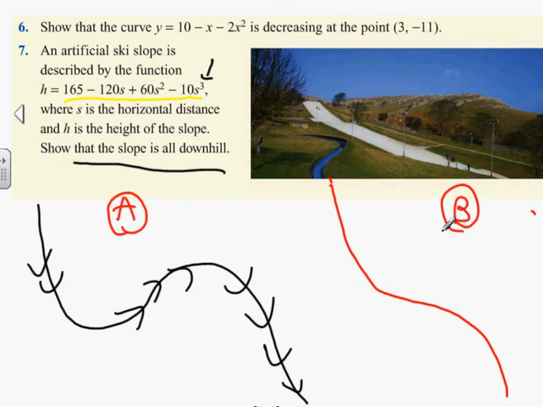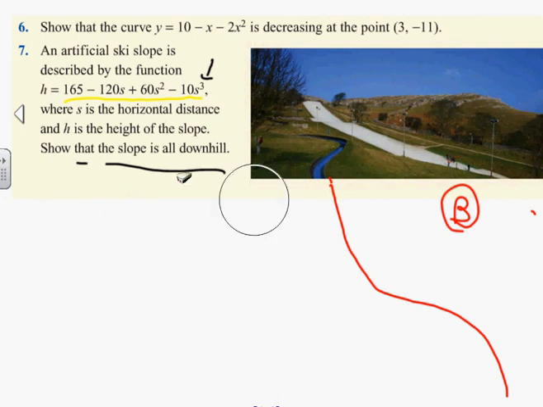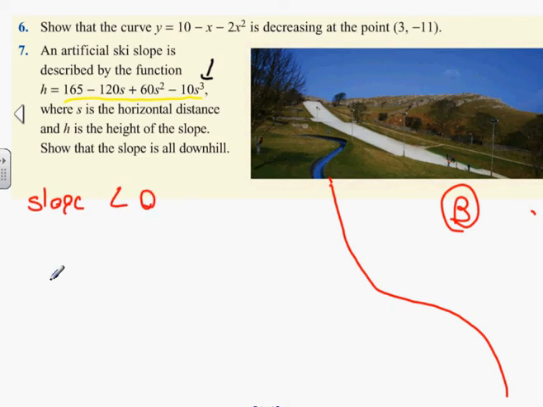So to determine which one it is, we're going to use differentiation. If the slope is always negative, which one does it have to be? B. If the slope happens to be positive at times, it's going to be A. But the question gives it away. We're trying to make sure that the answer is B. Okay? So what do we do first, Connor? Differentiate. Because you want to prove that the slope is always negative, always decreasing. So you differentiate, and when you differentiate, what do you get?